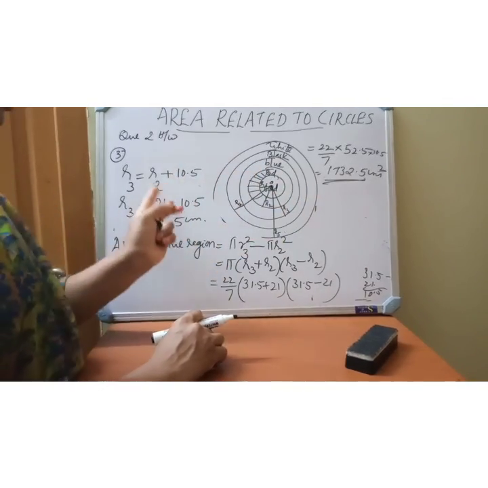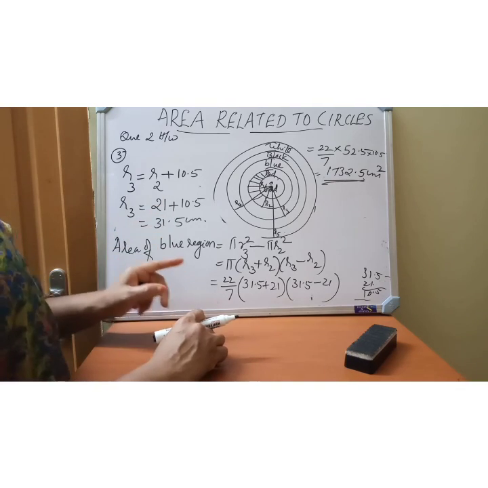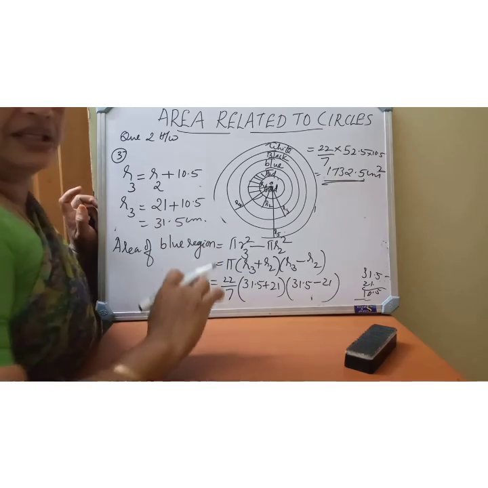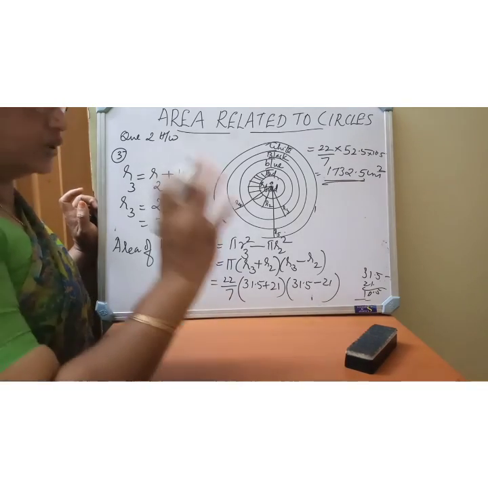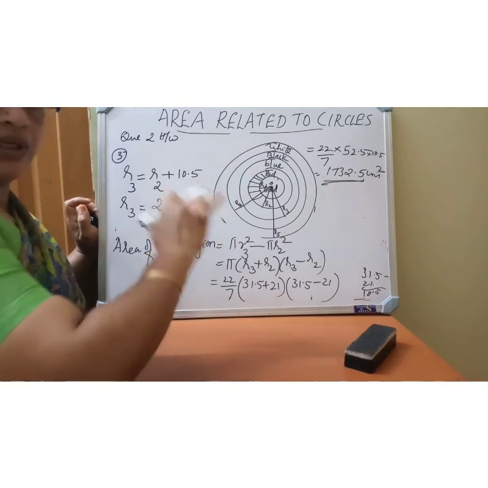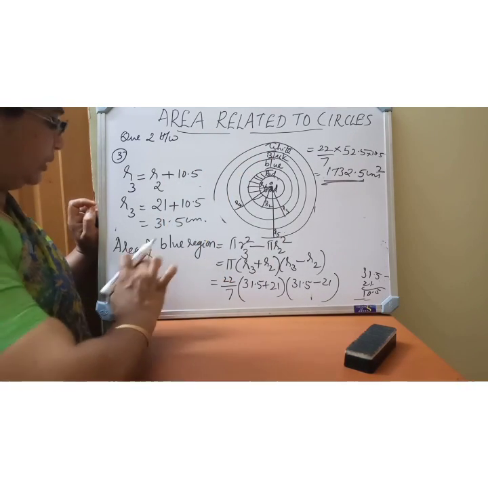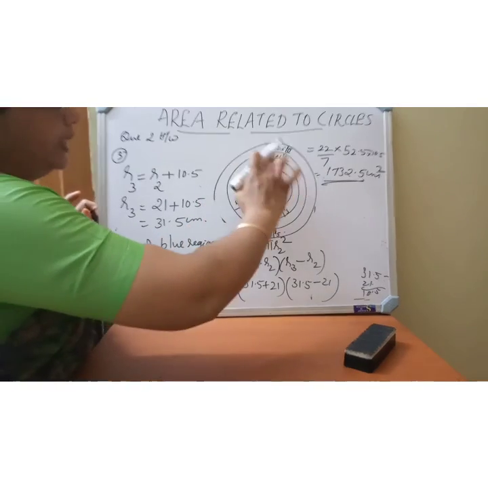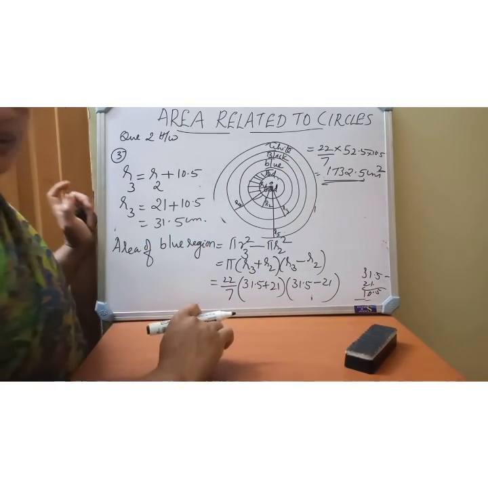So till the blue region, 3 regions area I found out. The similar procedure you have to continue, and you must find out the area of the black region and the white region. Okay. They ask you to find out each color's circular region area separately. So till the blue region, 3 parts I found out for you. The remaining 2 parts you must do by yourself. Okay.